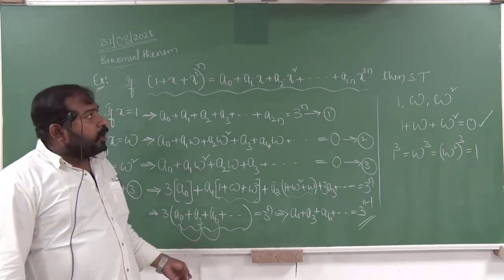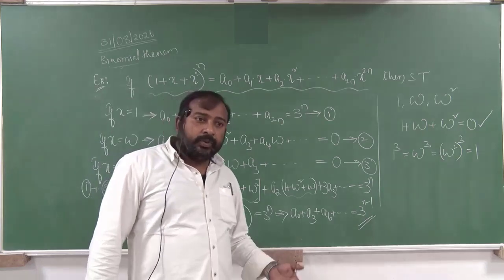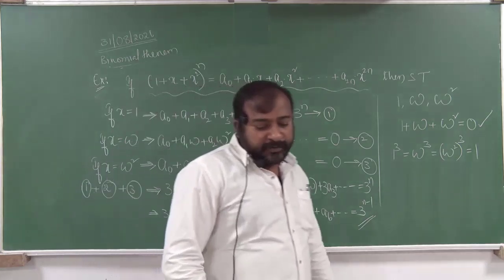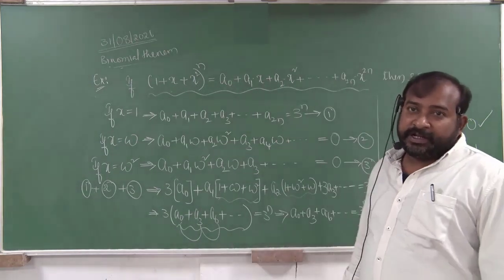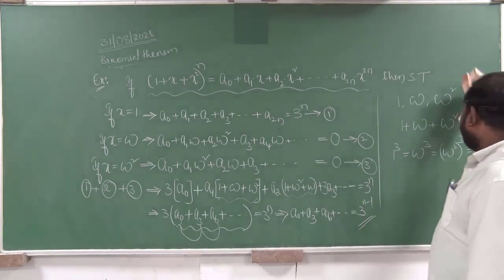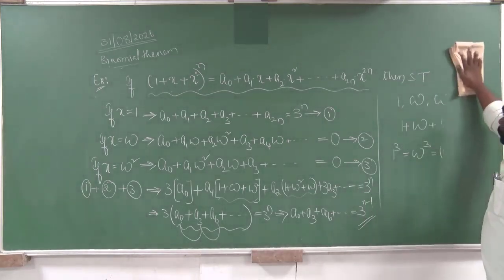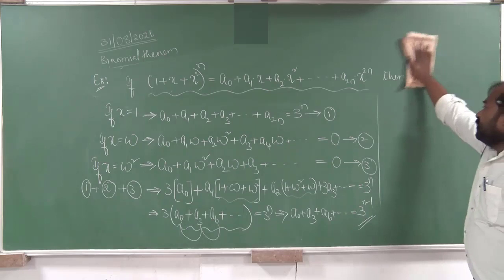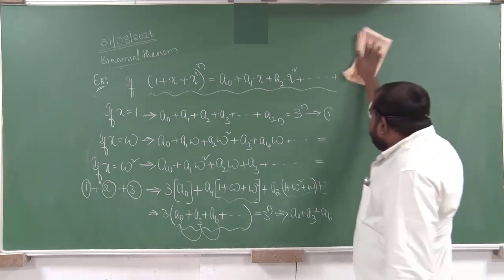Since 1, omega, omega square are nothing but the cube roots of unity, and cube roots of unity satisfy the conditions 1 plus omega plus omega square equal to 0 and omega cube equals 1. I hope that this is clear for you. Next example.